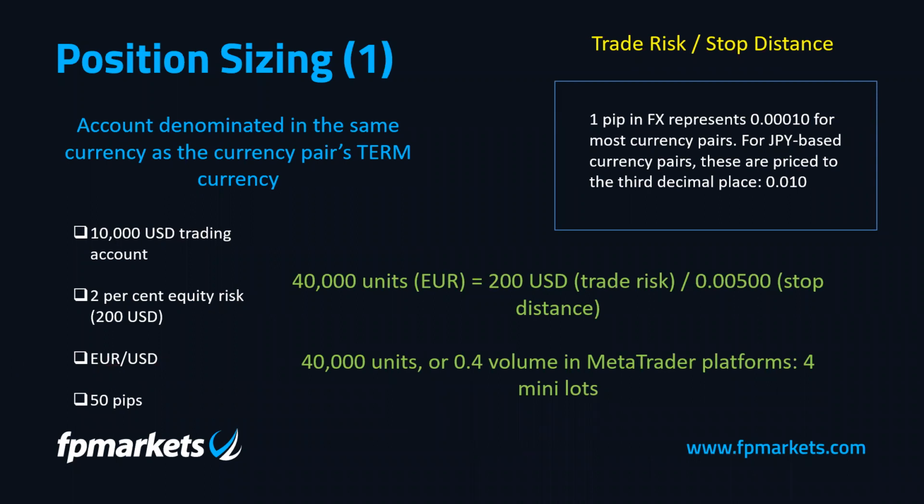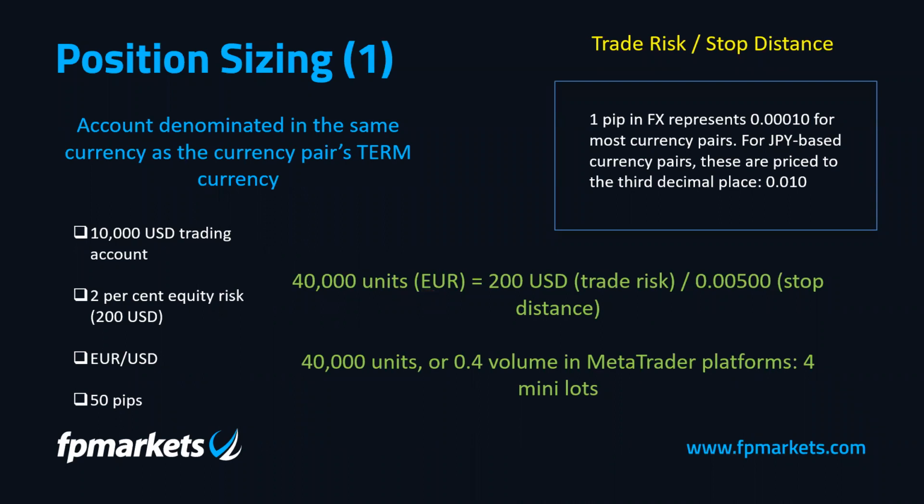So look, to work out our position size for our example here, quite simply, our $200 is our trade risk, right? Trade risk divided by 50 pips, divided by the stop distance, entry from stop, 0.00500. Okay, this is our 50 pip stop. And this gives us 40,000 units. Do this on your own calculator, guys, to prove that what I'm showing is correct. And you'll get a nice round 40,000 units of euro.